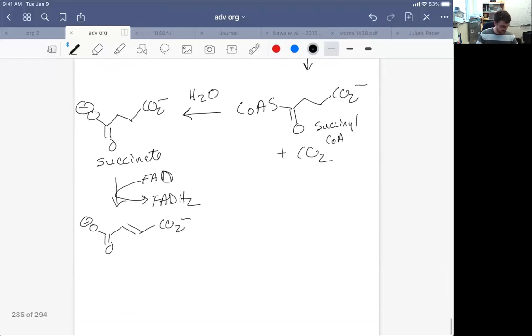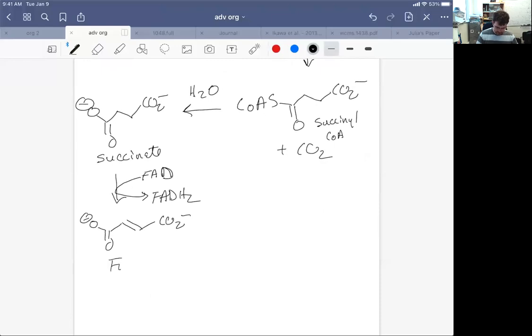That's going to give fumarate. And that's a process similar to what we saw in beta oxidation. Now, fumarate, with that alkene, can now accept water in a Michael-like addition, a conjugate addition, where we add the nucleophile to the beta position.